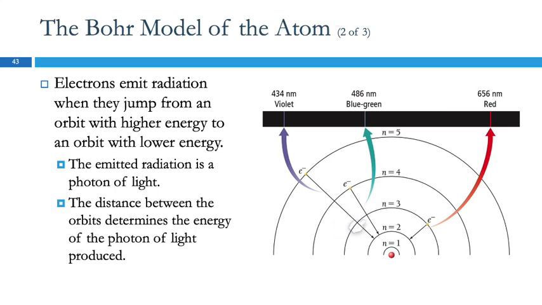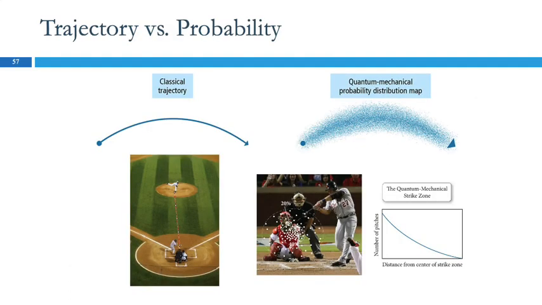Here we were imagining electrons jumping from one orbit to another orbit, and we could measure the difference in energy based on the wavelength of light that was given off. Unfortunately, it's not quite so neat and tidy as that.